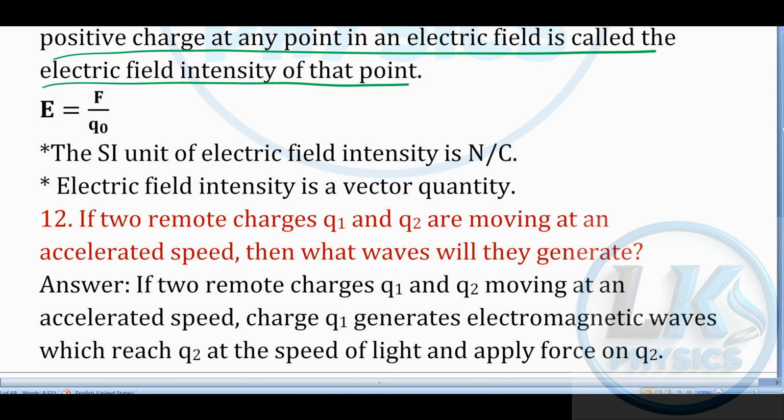The formula of electric field intensity is given as E equal to F upon q naught. Thus, the SI unit of electric field intensity is Newton per Coulomb. It is derived from the formula, that is, SI unit for force is Newton and SI unit for charge is Coulomb. Electric field intensity is a vector quantity.